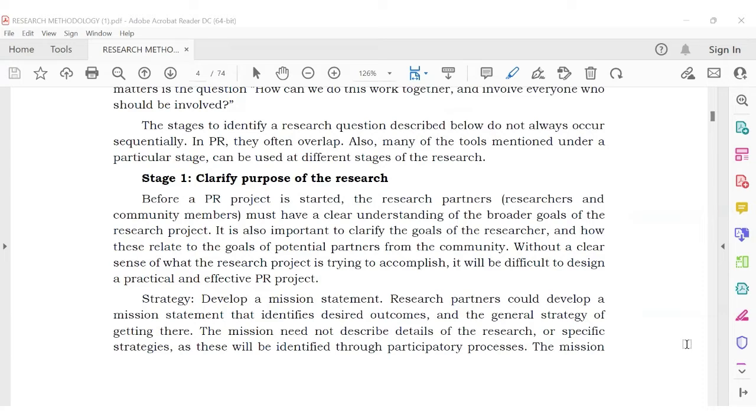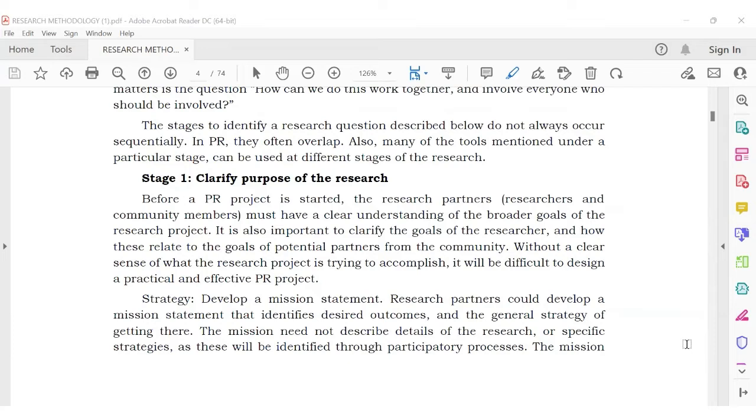Vision means my broad aim. It may be achieved, it may not be achieved. And about mission? Mission means that there will be some specific targets that you want to achieve. Okay. Yes. Anybody else?